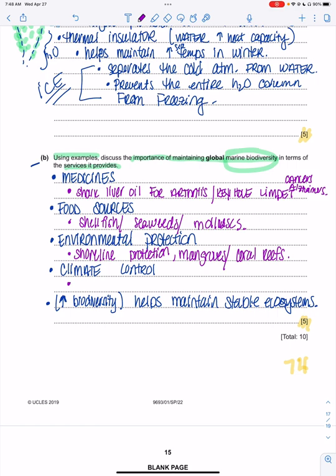Climate control, so it's all about photosynthesis. So we'll say phytoplankton. Do not put phyto on your test, just put phytoplankton. Phytoplankton, marine plants. Absorb CO2, which is good because that is a greenhouse gas, but that also will create carbonic acid and dissolve shells. And then release O2 in photosynthesis. Don't put photo on your test.